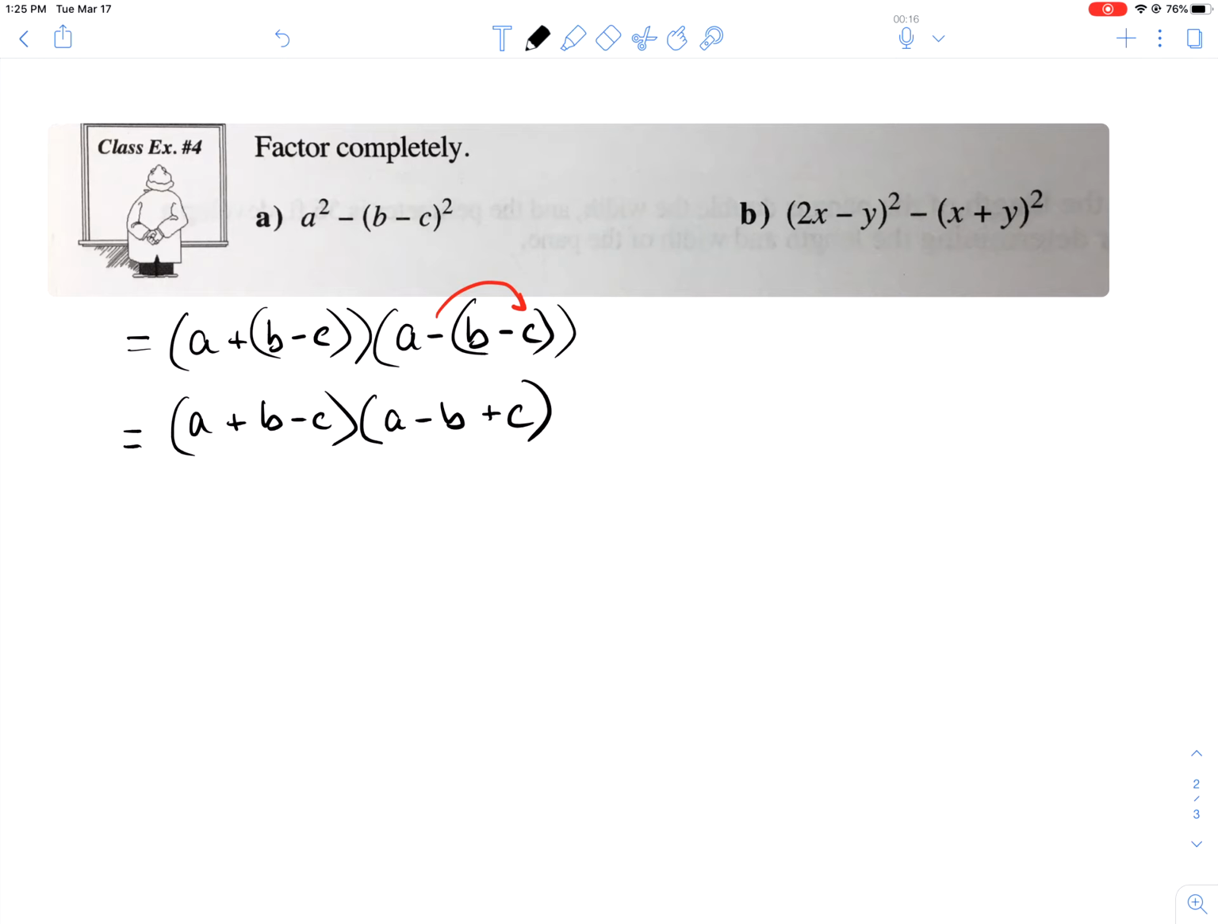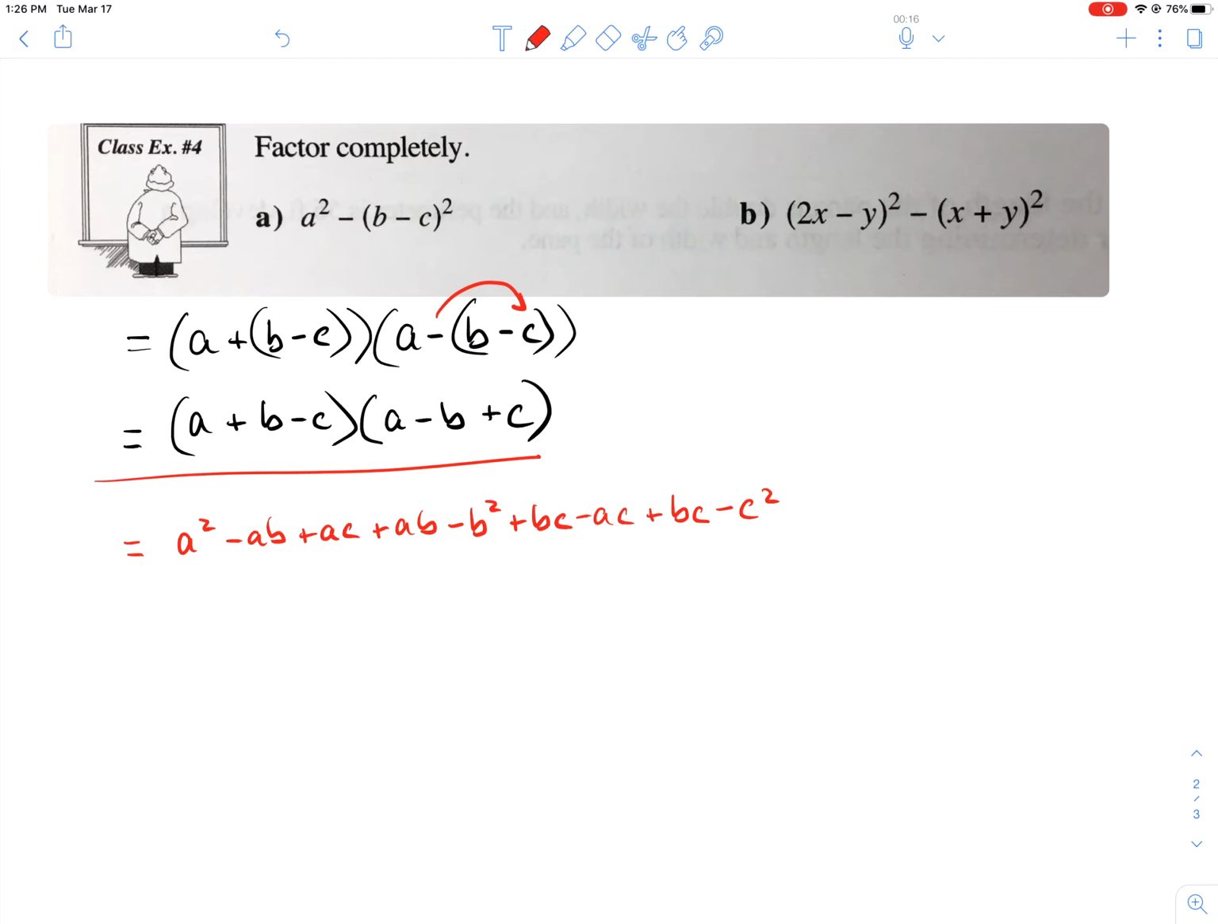So if we multiply these out, you can see what it looks like if it's not already in this other form. So I'm going to say a times a. This is our answer up here, but let's check our answer. A times a is a squared minus ab plus ac plus ab minus b squared plus bc minus ac plus bc minus c squared.